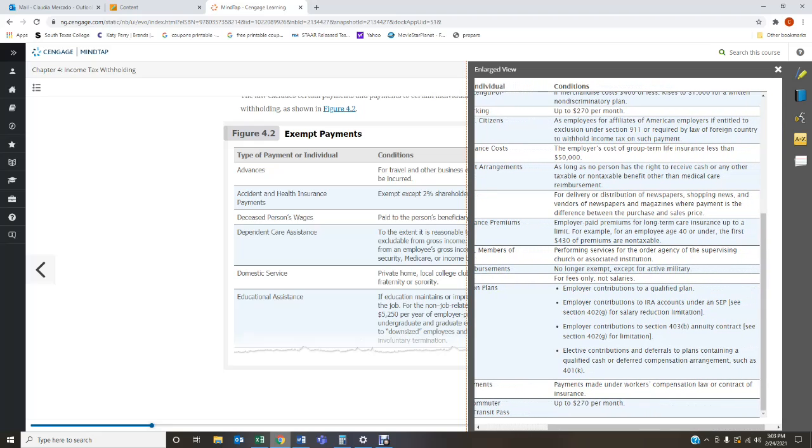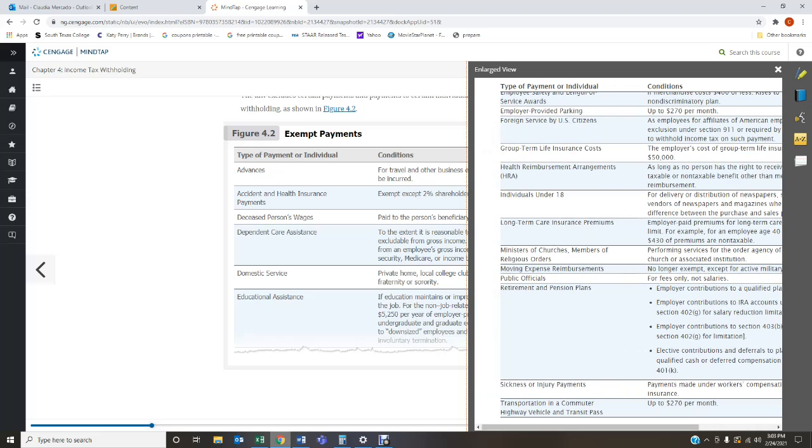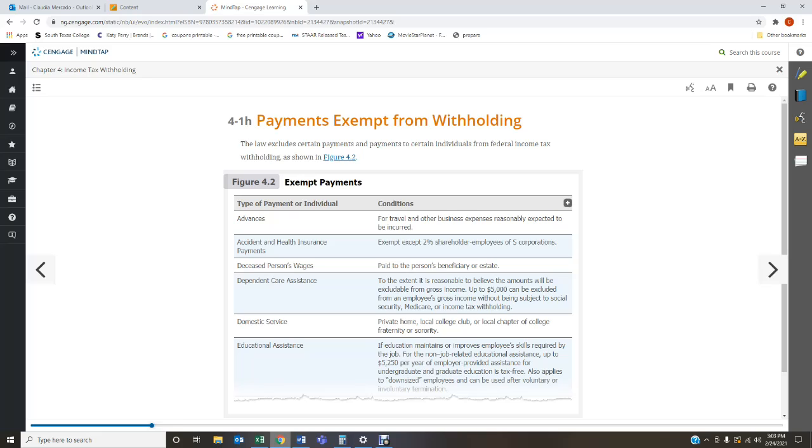It says that the employer contributions to a qualified retirement plan, employer contributions to IRAs, to section 403 annuity contracts, so on and so forth. It also says here elective contributions containing qualified cash or deferred compensation arrangements such as 401ks. Okay, retirement and pension plans. Those are exempt from withholding. I am not going to withhold federal income taxes on those $100.